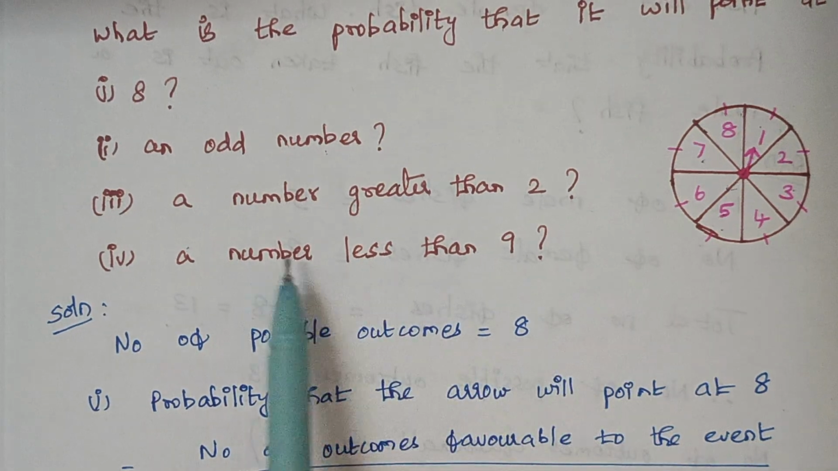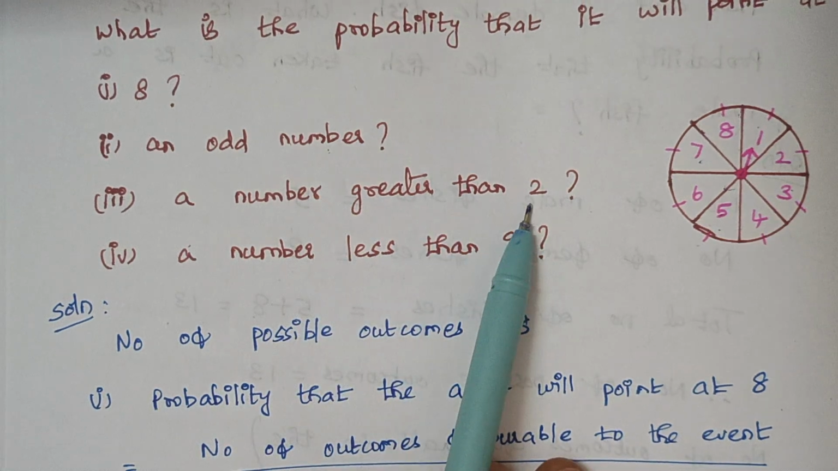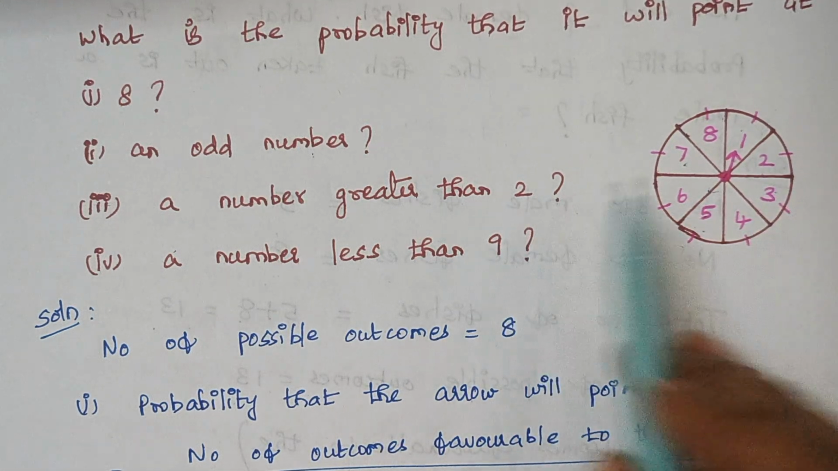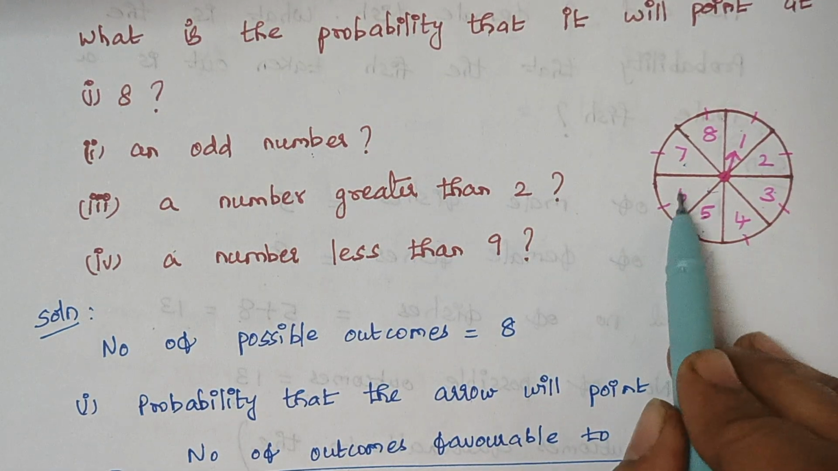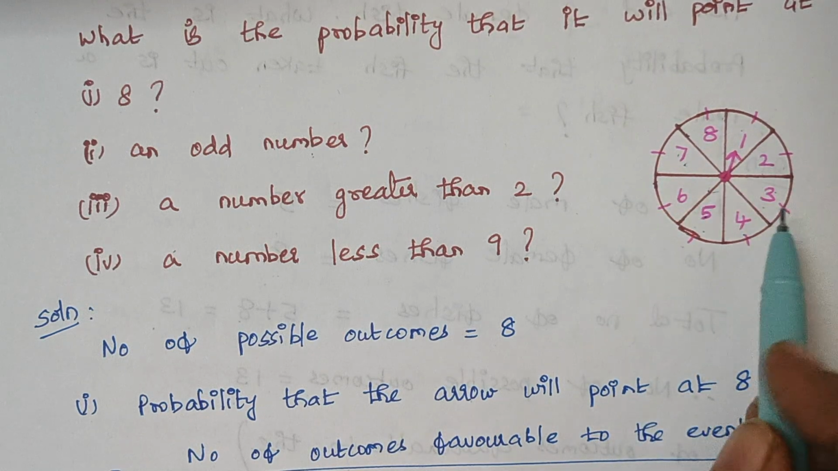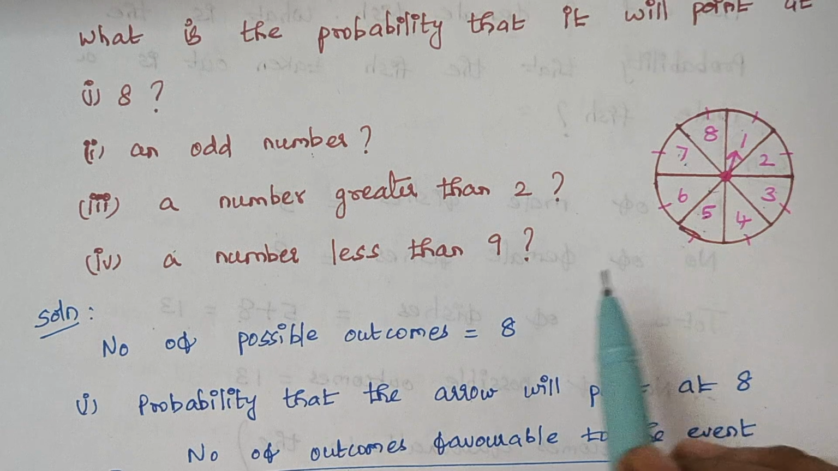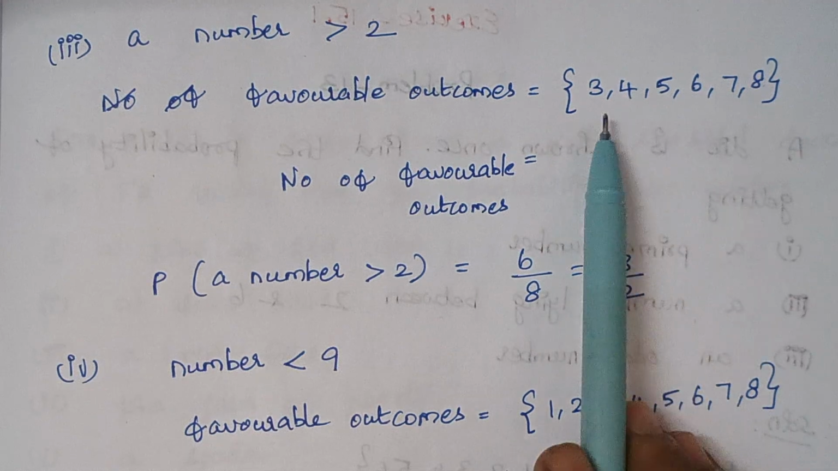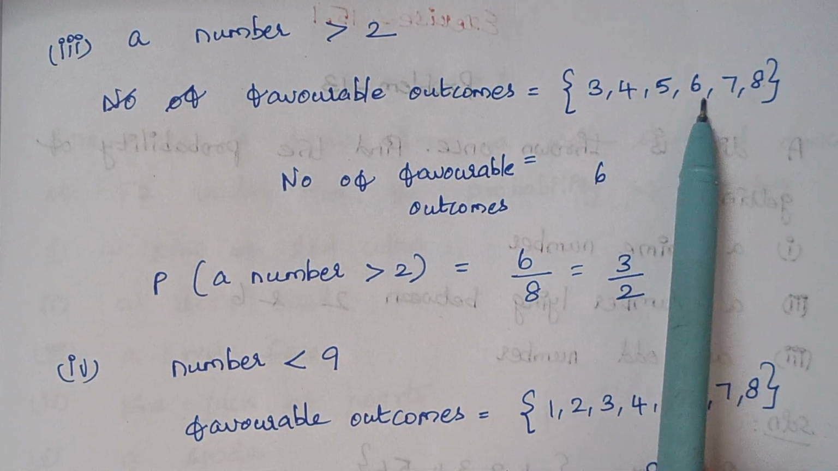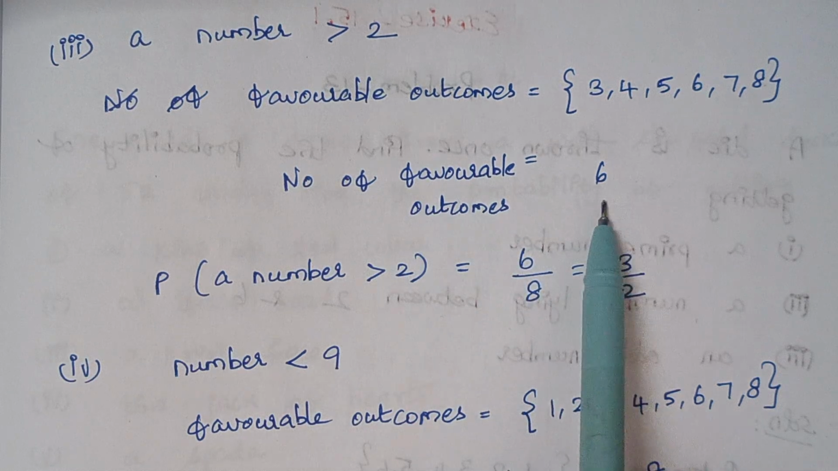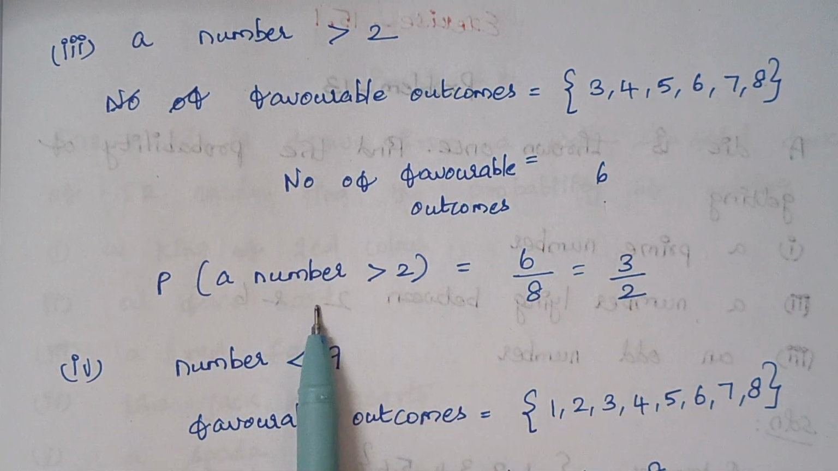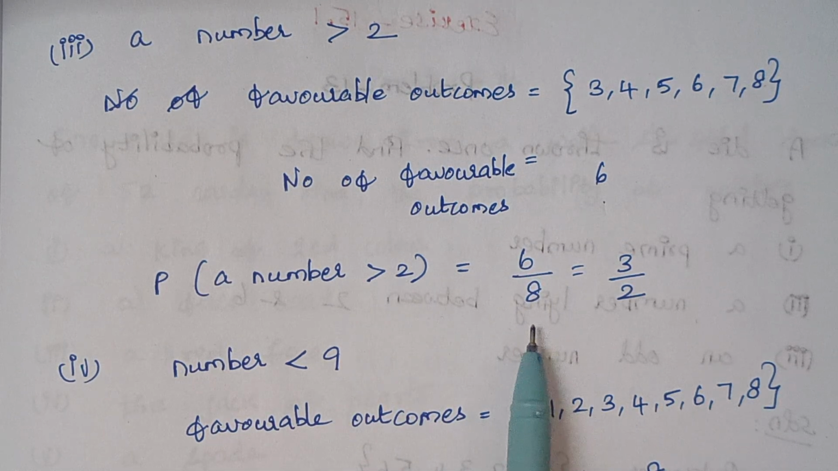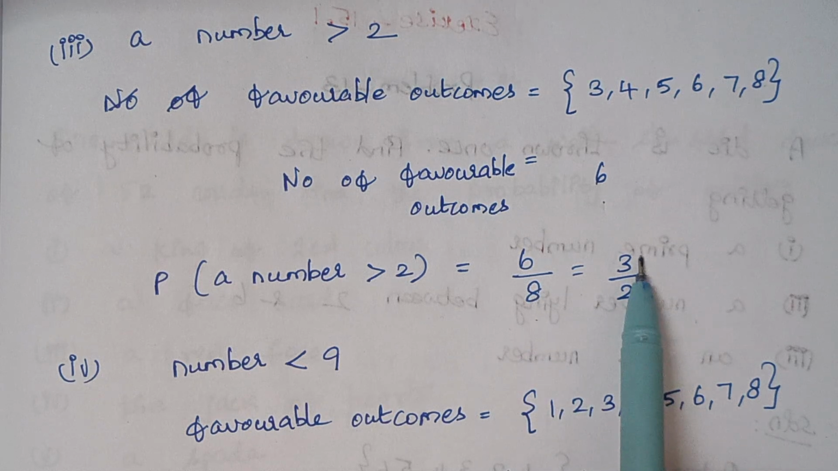Now the third part of the question is a number greater than 2. So here we have a disc. What are all the numbers which are greater than 2? It is 3, 4, 5, 6, 7, 8. How many numbers do we have? 1, 2, 3, 4, 5, 6. Totally we have 6 numbers. So the number of favorable outcomes is 6. The probability that the number will be greater than 2 is 6 divided by the total number of outcomes, which is 8. When you cancel, the answer is 3 by 4.